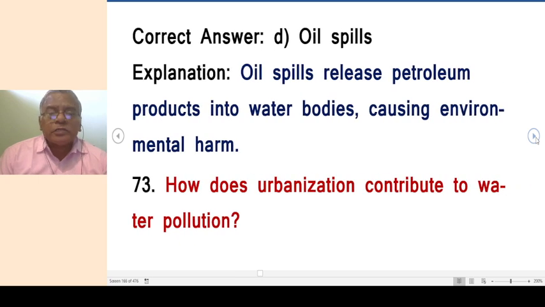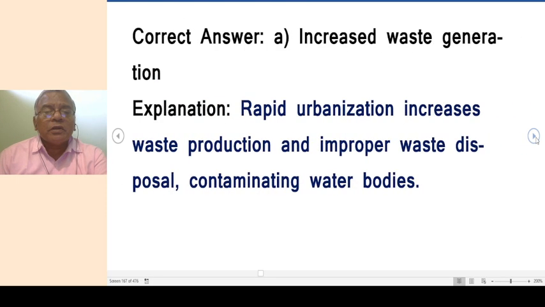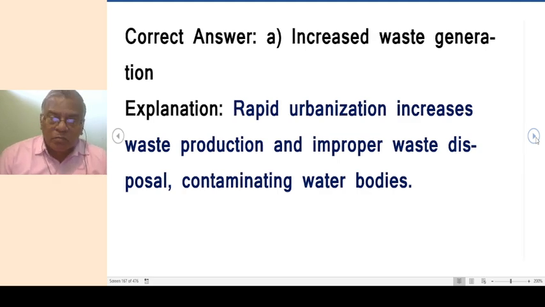Oil spills. Oil spills release petroleum products into water bodies, causing environmental harm. How does urbanization contribute to water pollution? Increased waste generation. Rapid urbanization increases waste production and improper waste disposal, contaminating water bodies.